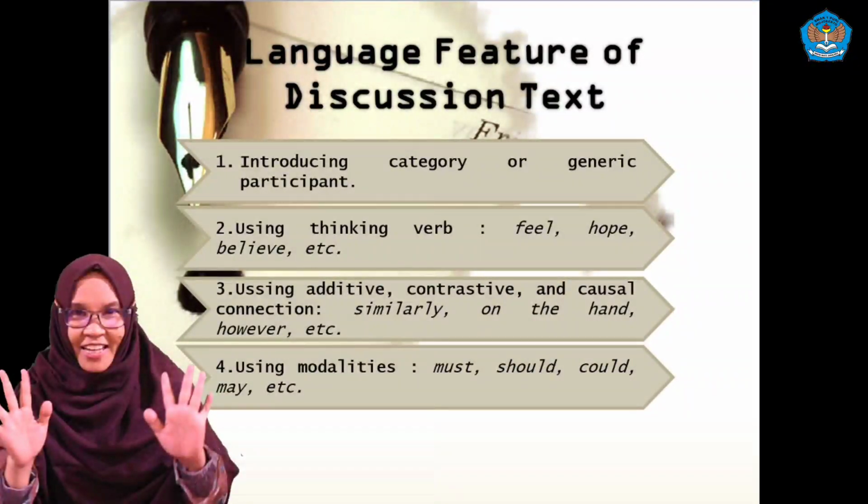The internet presents a wealth of benefits for human life, but the internet can be abused, which leads to the risk of criminal acts. So it all depends on how we want to use the benefit of it. Okay, learners, that is the example of discussion text using internet as the title.